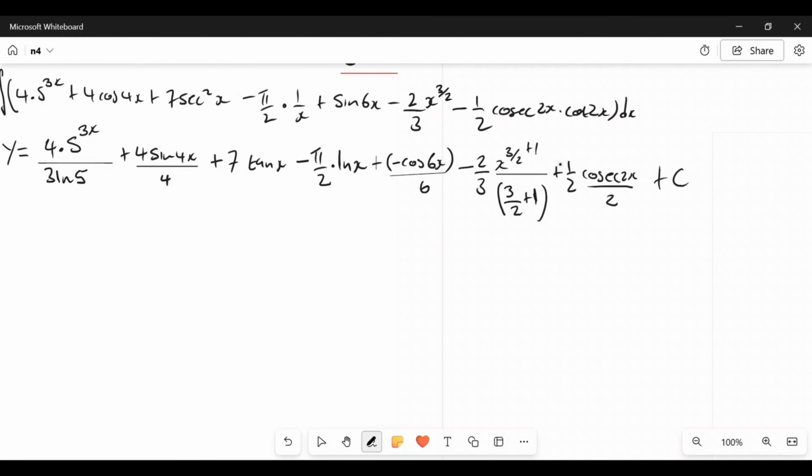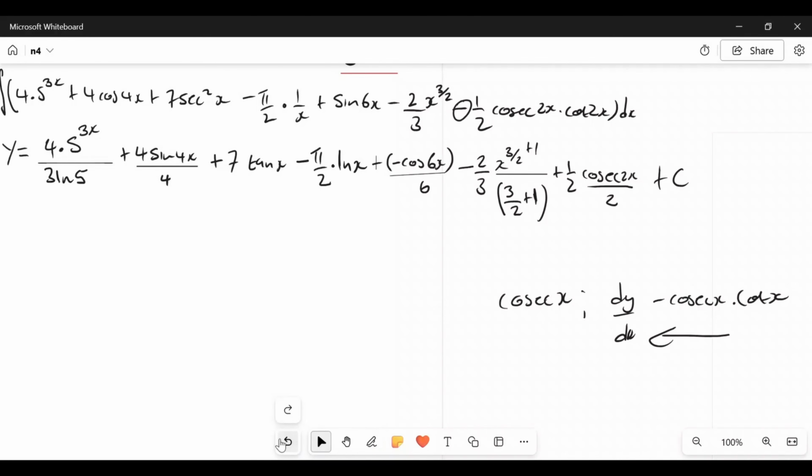Some of you might be confused. Why do we have to have plus there? Because this is a negative there. Well, it's very simple, guys. Remember, the derivative of cosec x, dy over dx, is negative cosec x multiplied by cot x. So since this one here is negative, when you go back, this is going to be positive. I hope you guys understand. Right, so we are done there. Let's not forget to add plus c.